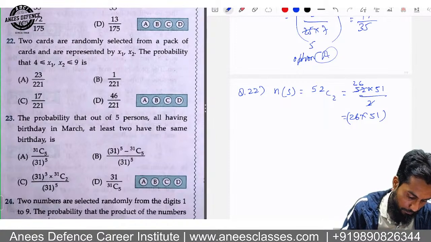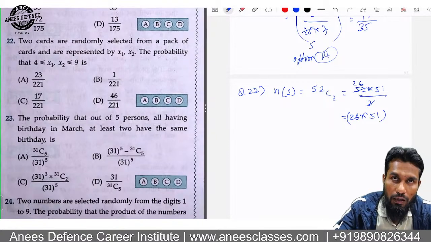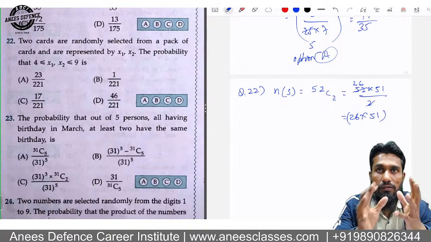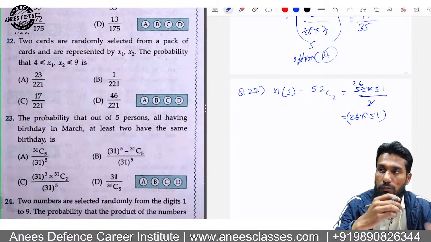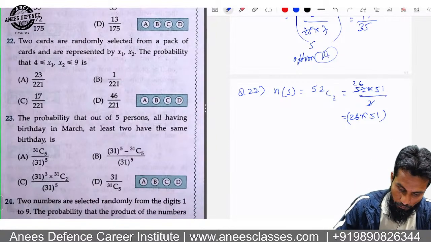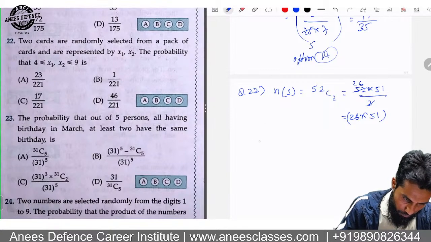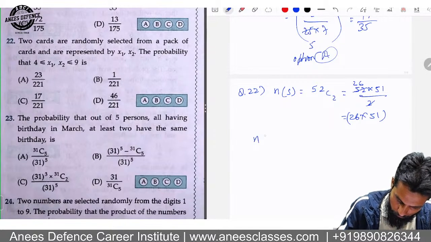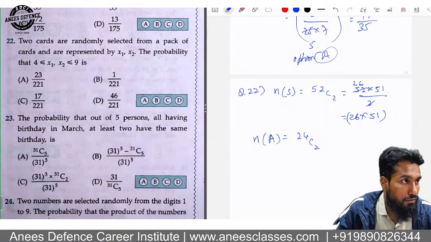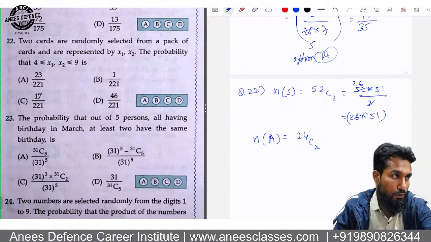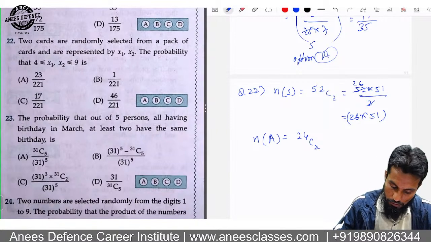So how you are going to calculate? You need to select 2 cards, no? So 6 C2. But total there will be, for 6 6 6, if you take together between 4 to 9, you are going to get 24, and out of those 24 you have to select 2 cards, 24 C2. Right? N of A is equal to 24 C2, because between 4 to 9 you will be having 6 cards and there are 4 suits of 6 cards, so you will get 24 total cards out of those 4. So from that 24 you have to select 2 cards.